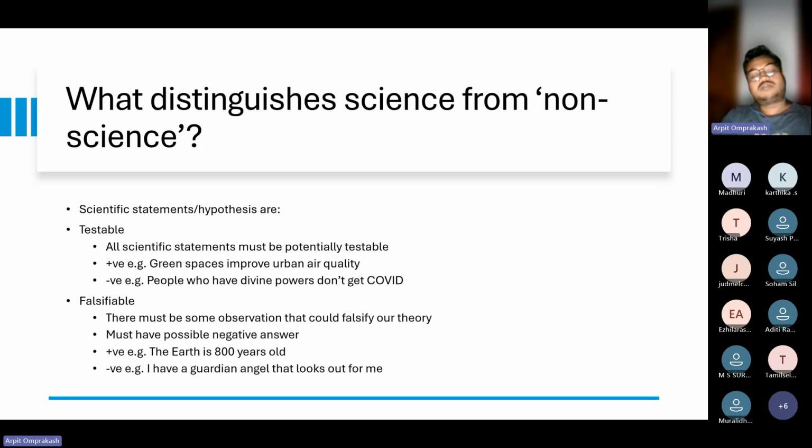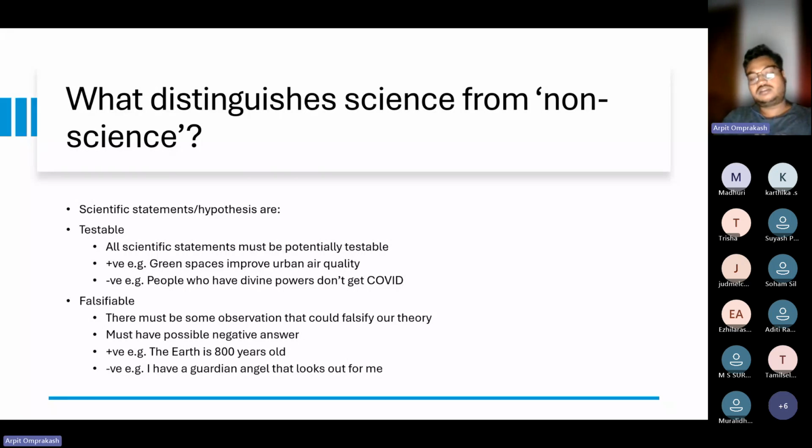A negative example of a testable statement would be, people who have divine powers don't get COVID, right? This statement is non-testable because we don't have any test to see if someone has divine powers or not. How can you say if someone has divine powers or not? So that's why it's a negative example.